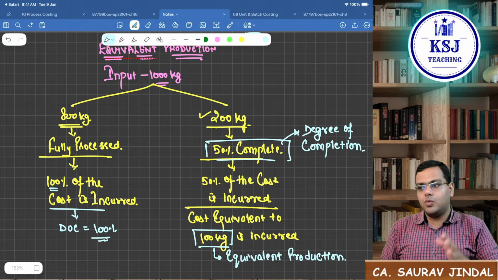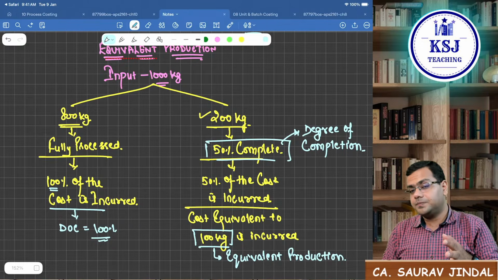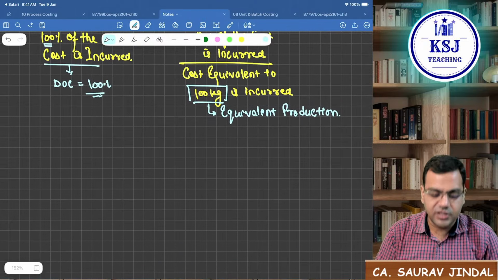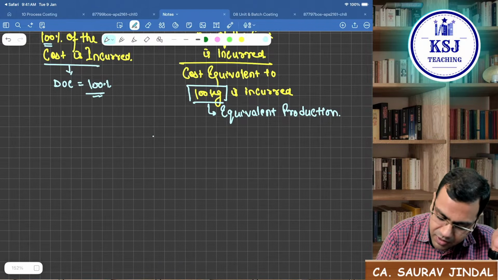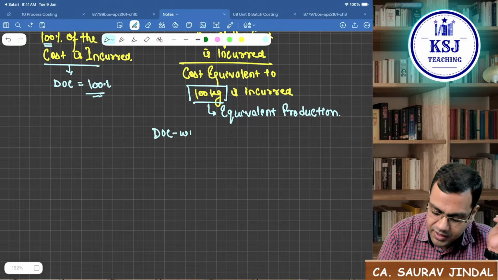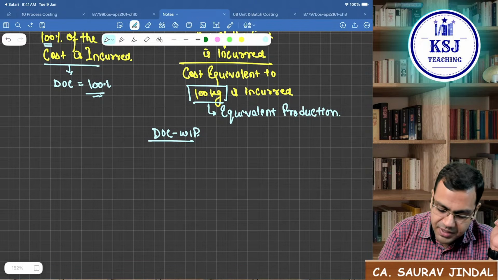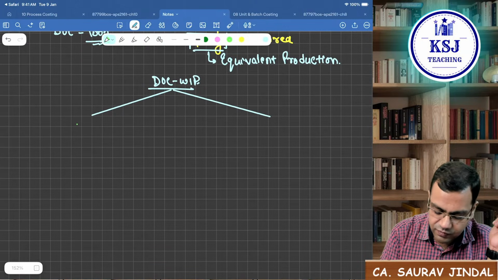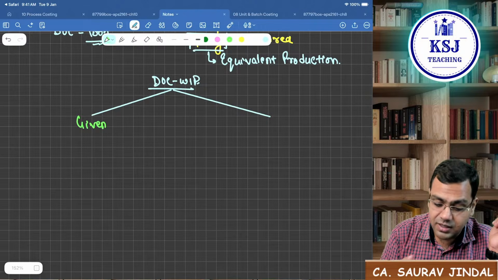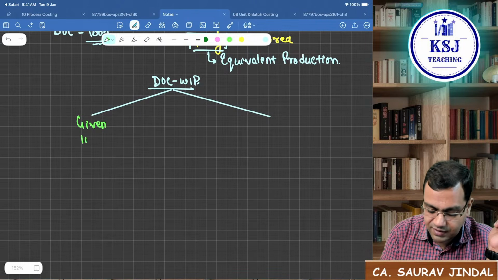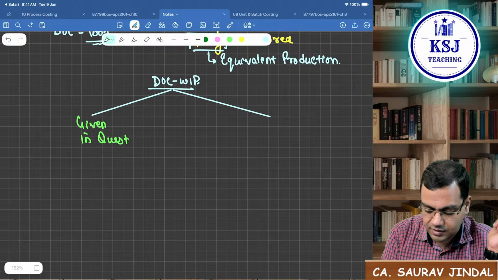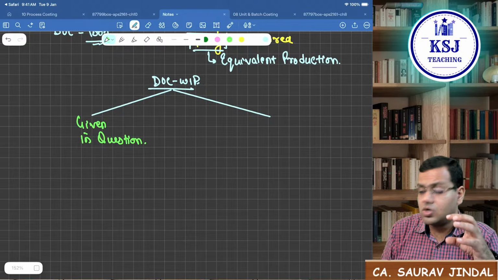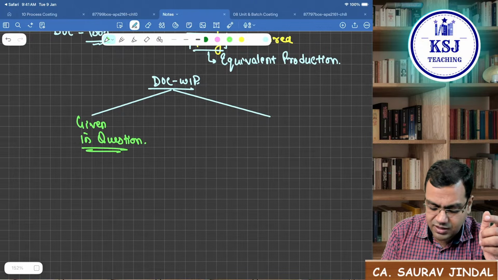Right? So what will be the degree of completion for WIP? Regarding this degree of completion, for the finished goods, it is always 100%. What about WIP? For WIP, there can be two different scenarios. The first is that the degree of completion for WIP is given in the question. This is for closing WIP, that 200 units are still in the process. So how much is the cost incurred? What is the degree of completion? Given in the question, take that.